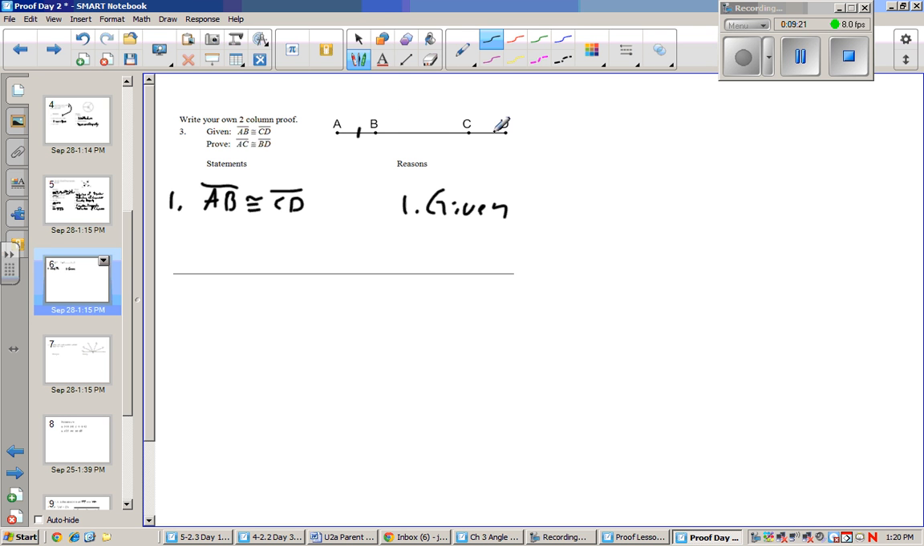But we know that this is congruent to CD. Now we need an AC in here somewhere. So in order to get AC in here, we have to do some angle addition. So we can say AB plus BC is going to equal AC, and BC plus CD is going to equal DB. And that's given.